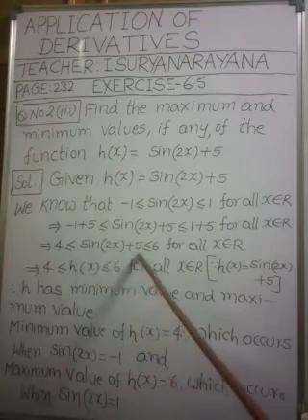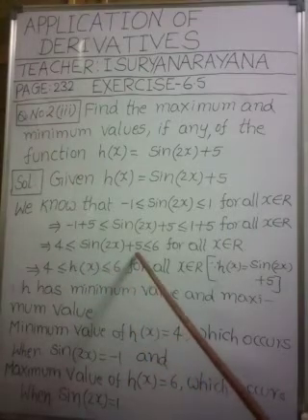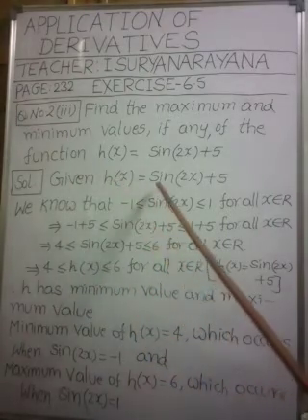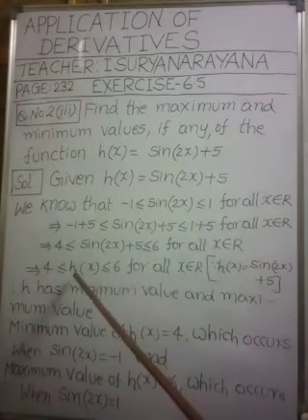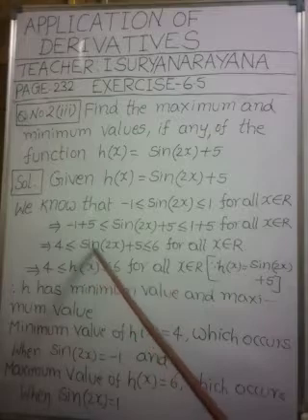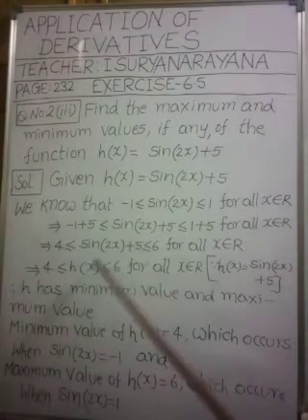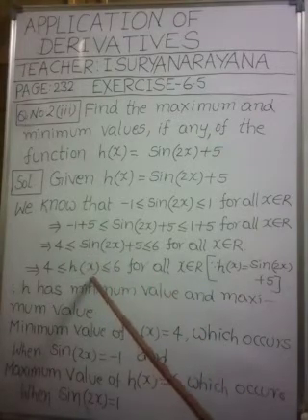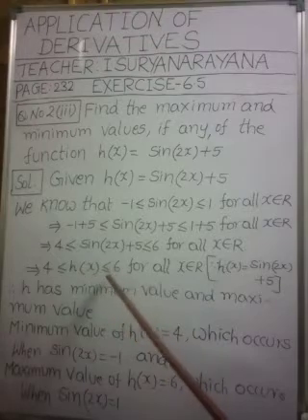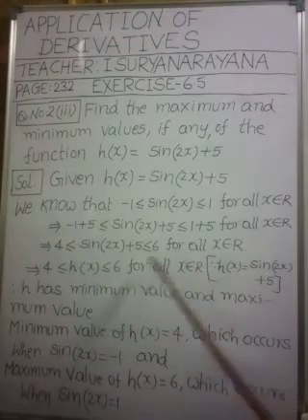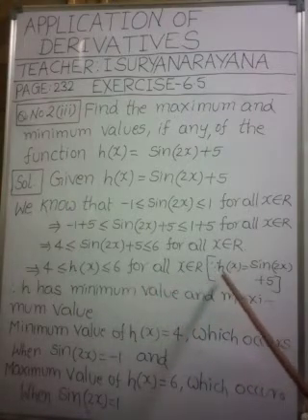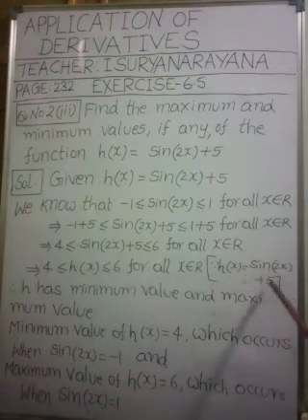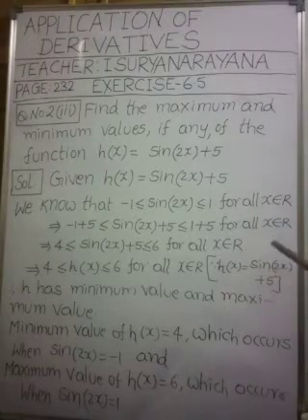This implies we write 4 as it is, less than or equal to. If you observe this middle part, it is nothing but h of x. h of x is equal to sine of 2x plus 5, the given function h. So instead of writing this expression, we wrote h of x, is less than or equal to 6. We wrote the remaining part as it is, for all x belongs to R, because h of x is equal to sine of 2x plus 5.